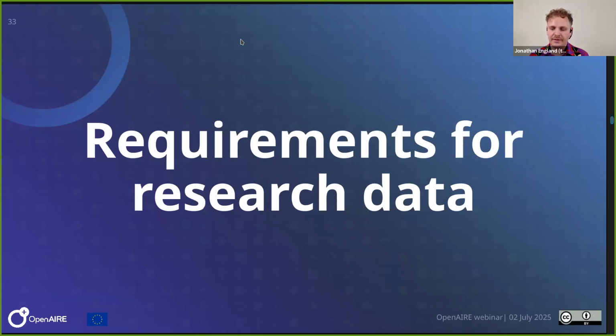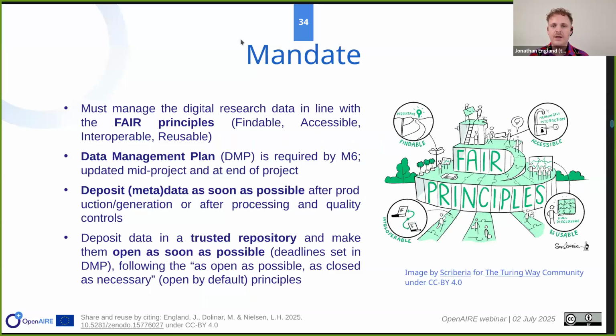So one of the parts that I mentioned for the open science requirements is open access to publications and research data management. So in terms of the mandate, you must manage the data in line with what's called the FAIR principles, so findable, accessible, interoperable, and reusable. Unfortunately, I won't go into details today because there's too much to cover in that aspect. But it's just for you to have an idea about it.